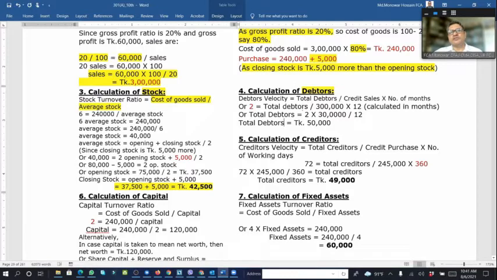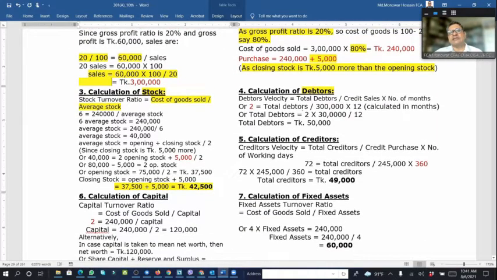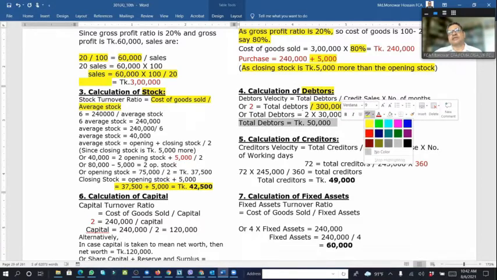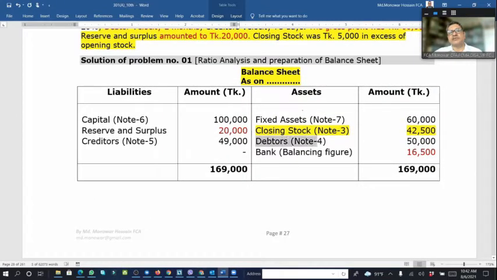equal to total debtors divided by credit sales per number of months. So credit sale is 3 lakh, that means here, look here, this 3 lakh, total debtors multiplied by 12 months, that means here is 2 months, so here is 12 months. So total debtors come to 50,000 after calculating that. So this 50,000 is in our balance sheet item, debtors, as per note 4. See here, 50,000.